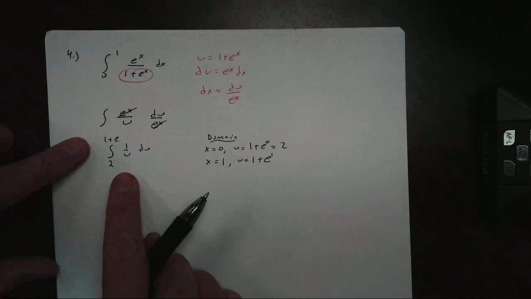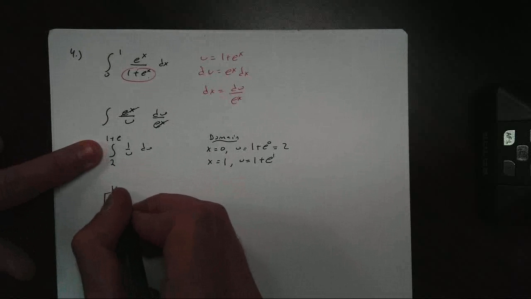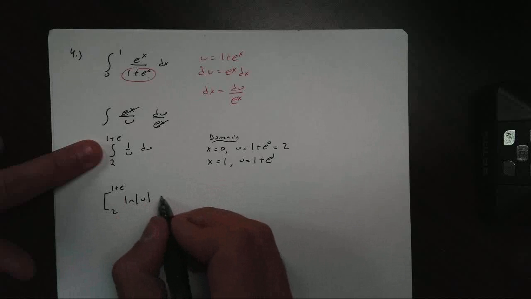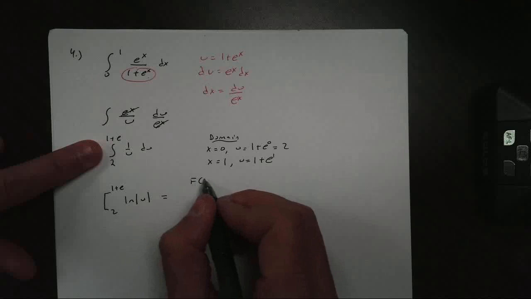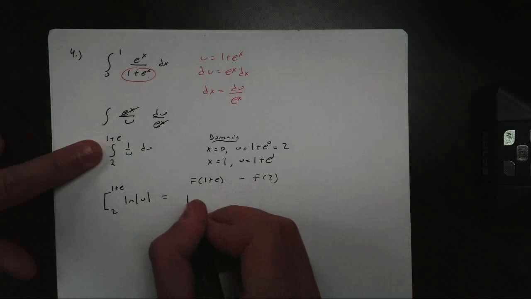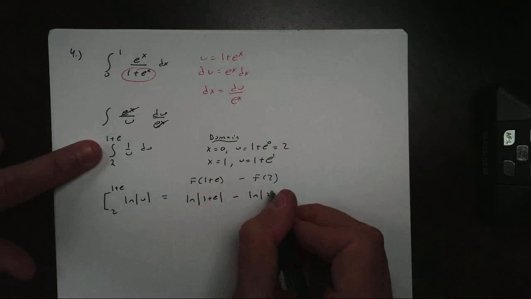Now we're ready for the antiderivative. Well, this is our 1 over u. This is our natural log rule. 2 to 1 plus e. We get the natural log of u. And when I integrate this using my FTC, f of 1 plus e minus f of 2, we get the natural log of 1 plus e minus the natural log of 2.